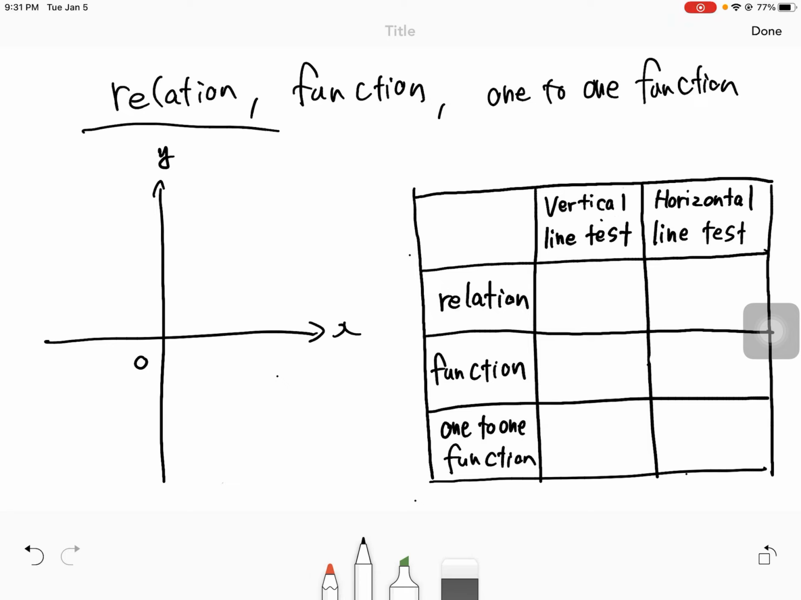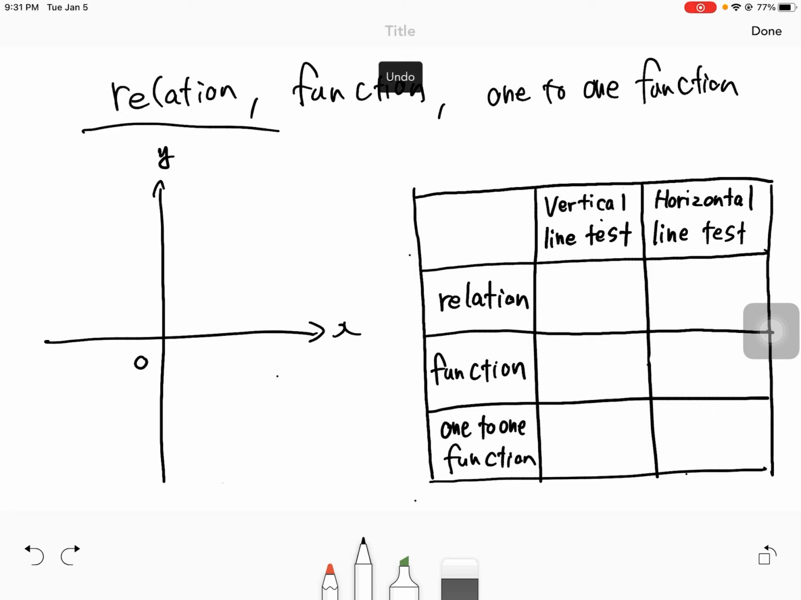Do you know the definition of relation? Relation is just a number of points in xy coordinates. So any numbers will be okay, like this. It can be points, and also it can be a graph like this.